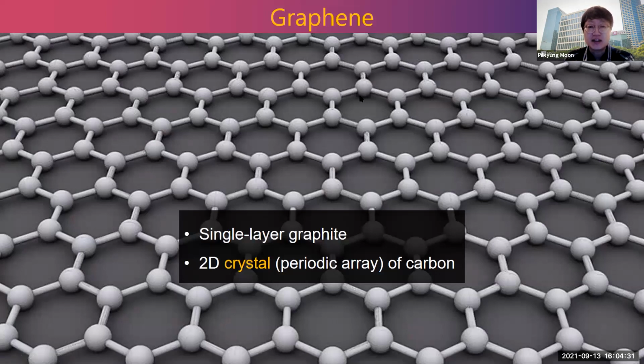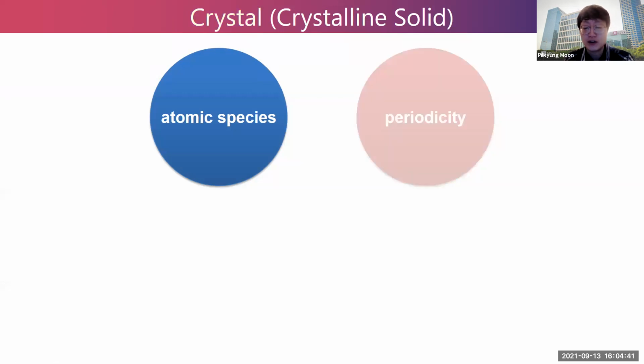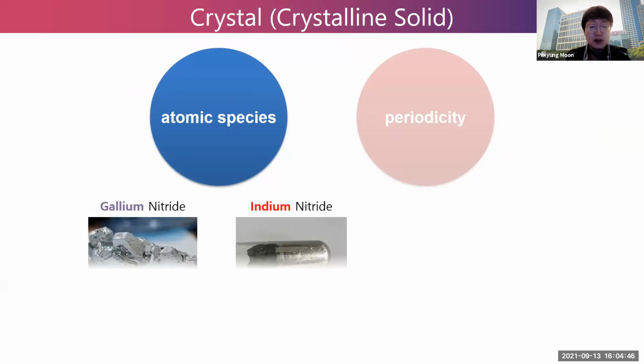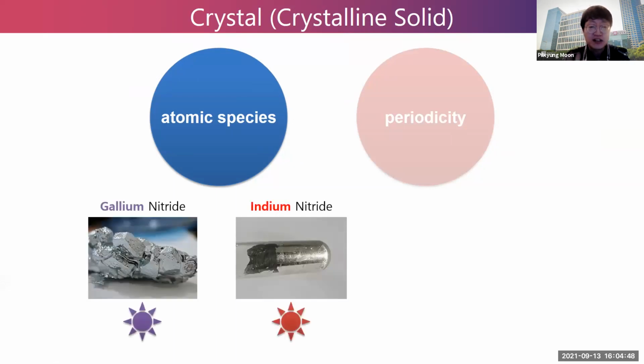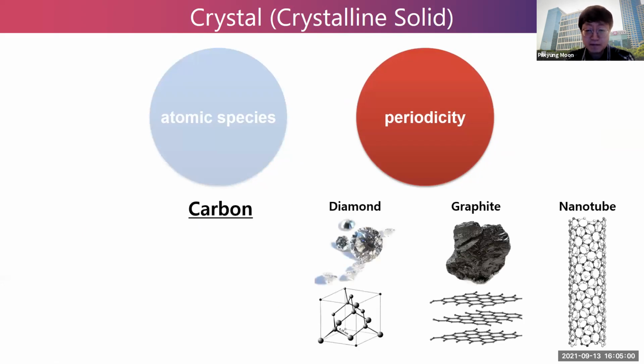Since crystal is a periodic array of atoms, we can design the physical properties by controlling either atomic species or periodicity. Controlling atomic species means if we want UV light, we can use gallium nitride. If we want red light, we can use indium nitride.